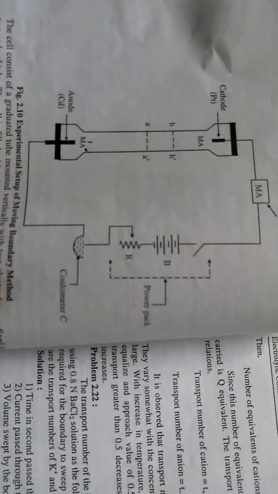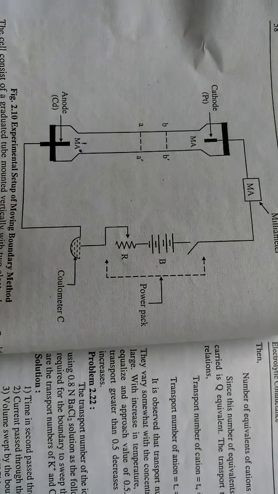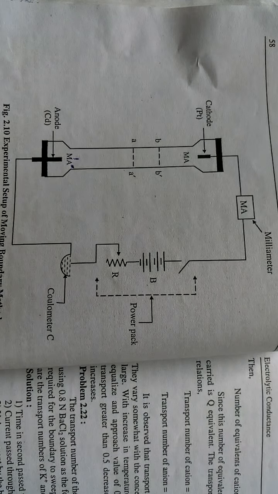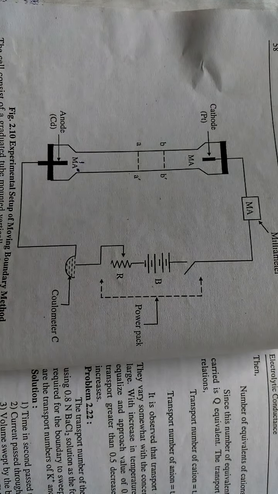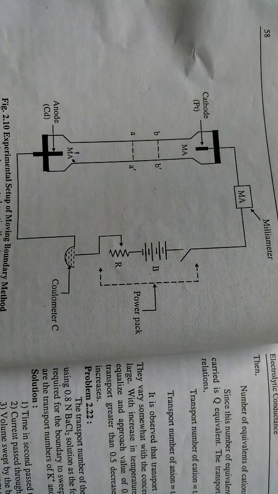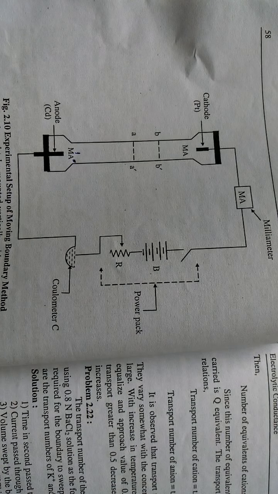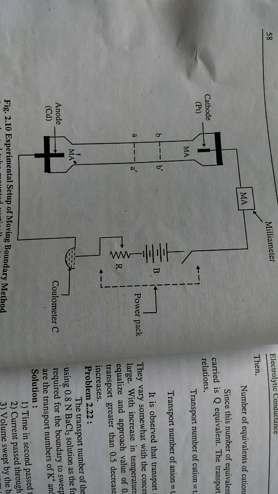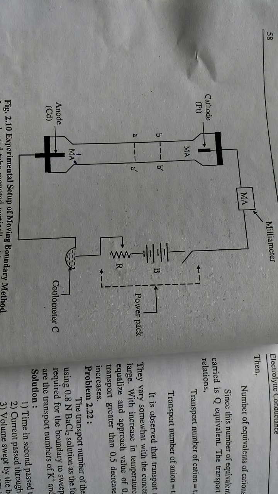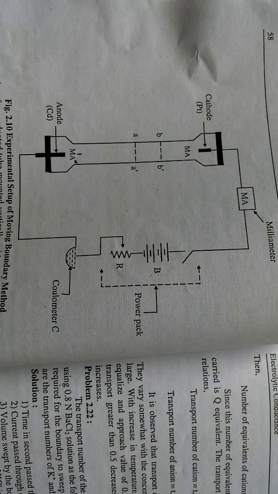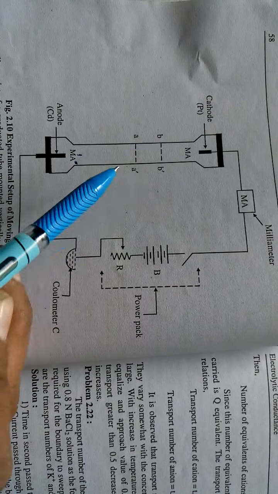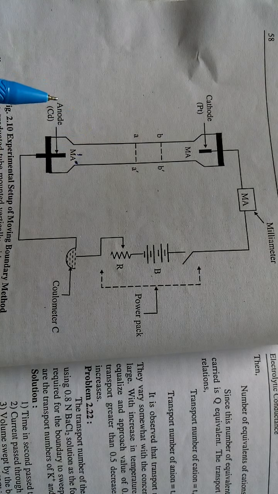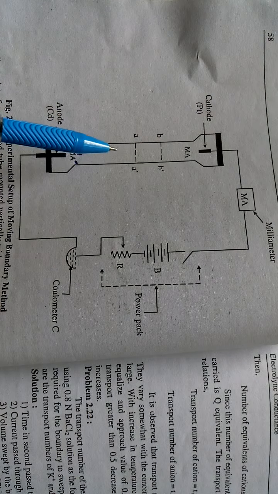Now this method consists of an important experimental setup, a sophisticated setup. What is present in this experimental setup of the moving boundary method? It consists of a cell, and this cell consists of a graduated tube. It is mounted vertically.